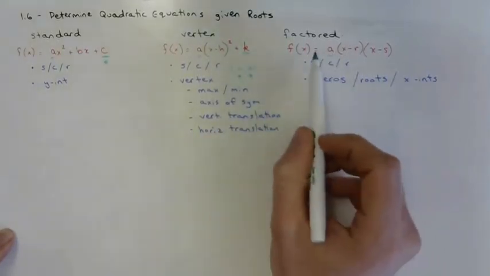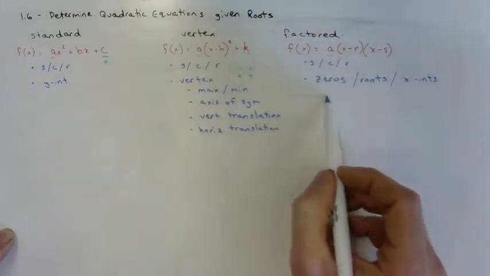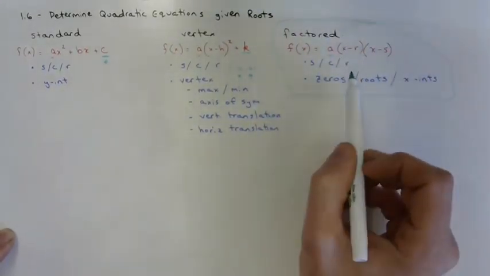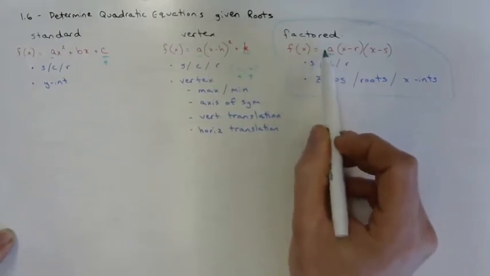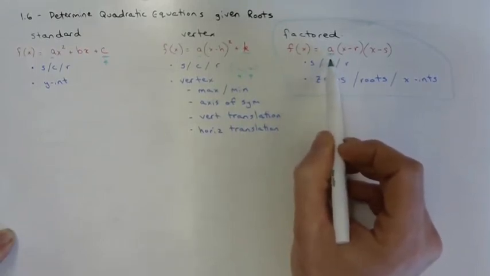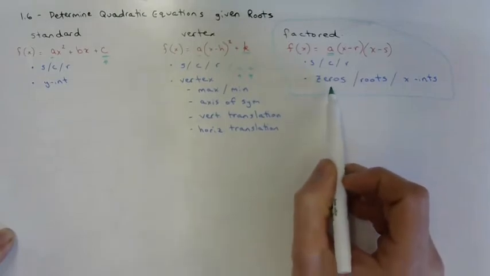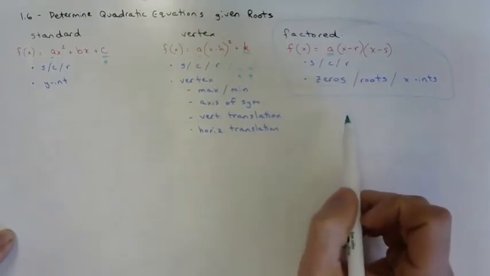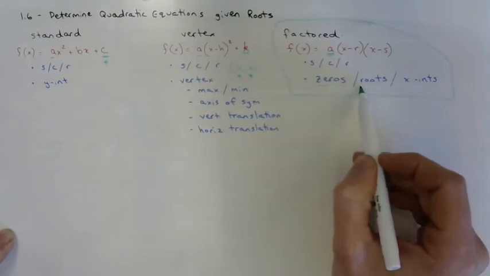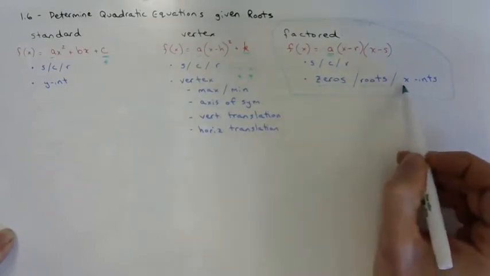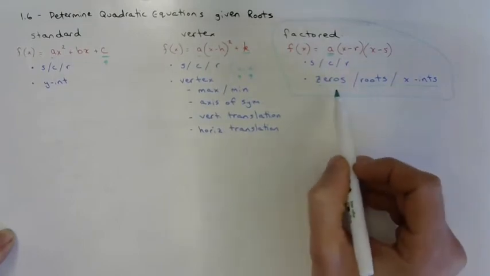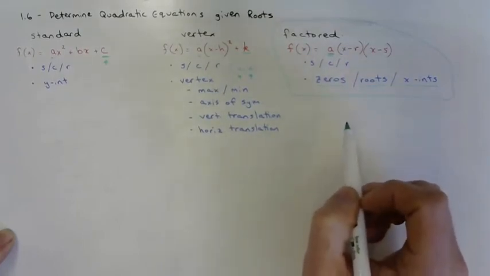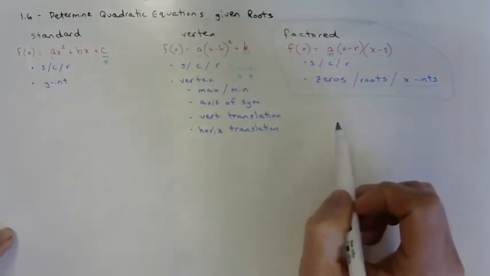Factored form, which is what we're working with today, gives us the stretch, compression, reflection factor, which is right there. We're going to have to remember that to put an a into our equations. And it also gives us the zeros. That means it gives us the roots of the equation or the x-intercepts of the graph. All of these words correspond to one another. They basically all mean the same thing.